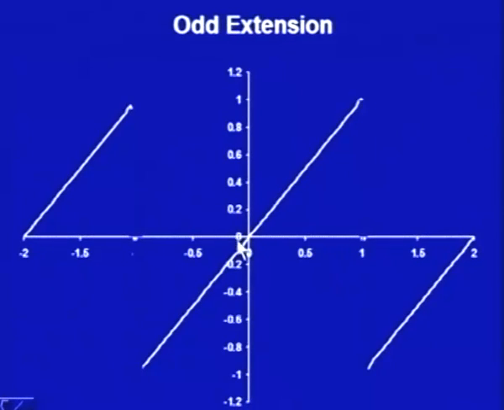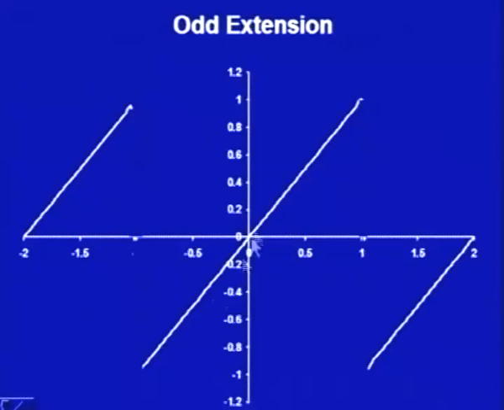For the odd extension, the function was defined from 0 to 1, and I have to make it odd, that is, whenever f of x is positive, f of minus x has to be minus of f of x, that is negative. So, the value at 0.5 is plus 0.5, and at minus 0.5 I should have the value minus 0.5, on this side. Similarly, at 1 the value is plus 1, so at minus 1 the value should be minus 1. So, this is the original function from 0 to 1 and this is its odd extension.